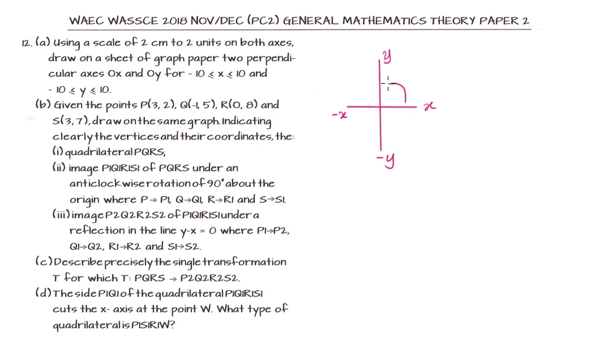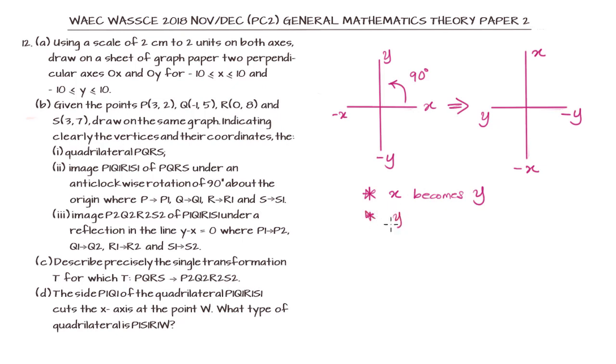Now, if we rotate it in an anti-clockwise rotation of 90 degrees, this will amount to having something like this. If you rotate this, x will come up, y will go to our left, minus x will come down, and minus y will go to the right. Now, that is the effect of our rotation. What's to note in this type of rotation is that, from what we just explained, x becomes y, and then y becomes minus x. So if we use this as a rule of thumb, we can go about plotting all the points that were given in the question and rotating them appropriately.